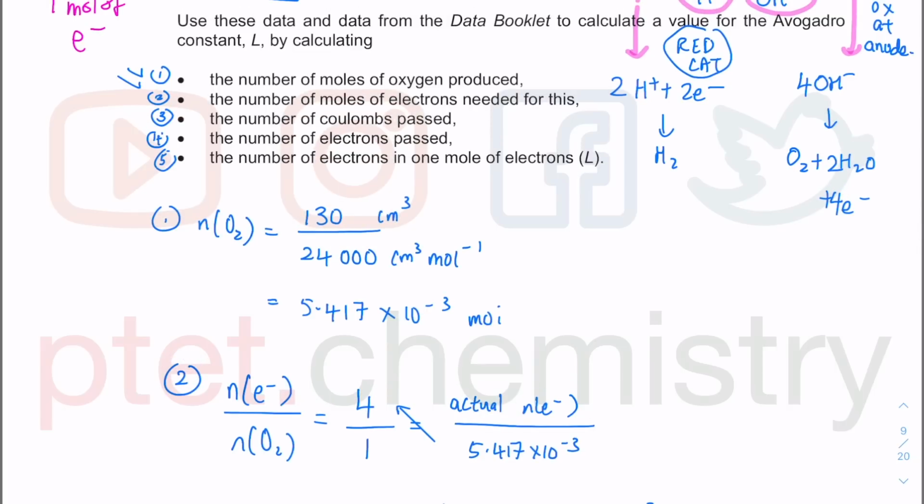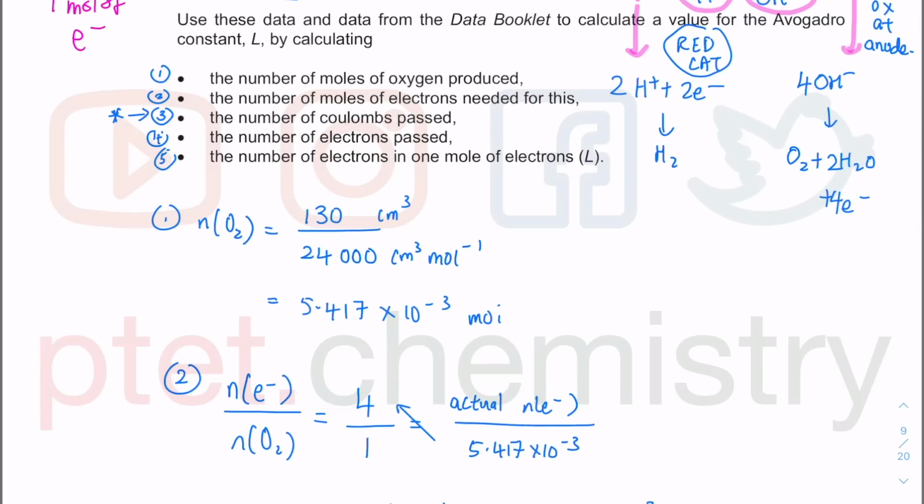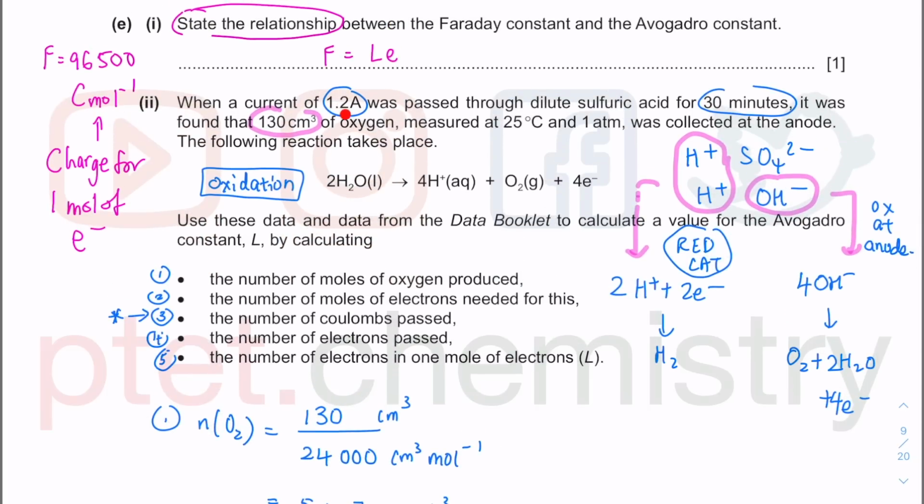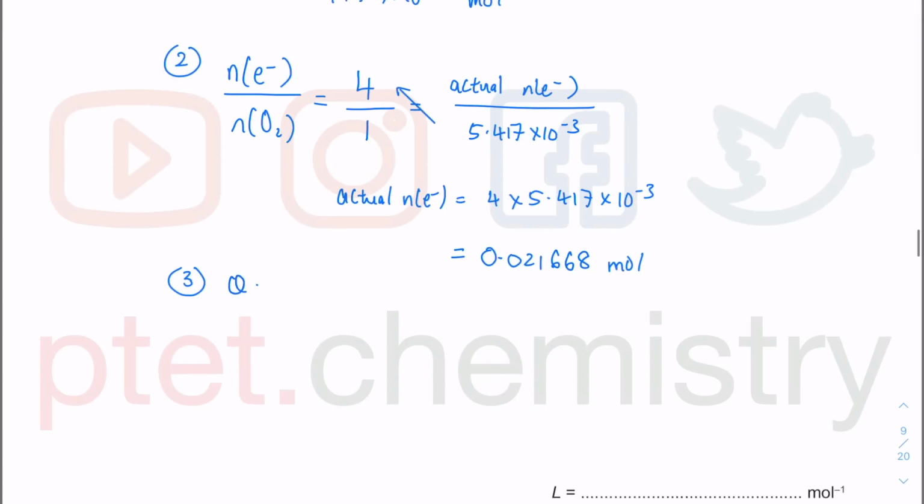So now I need to find the number of coulomb passed. This depends on the question. You pass 1.2 amperes over 30 minutes. We know Q equals I times T, and the T has to be in seconds, so it's 1.2 amperes multiplied by 30 minutes converted into seconds by multiplying by 60. So 1.2 times 30 times 60, I get 2160 coulomb. So this much mole of electrons is for 2160 coulomb altogether.